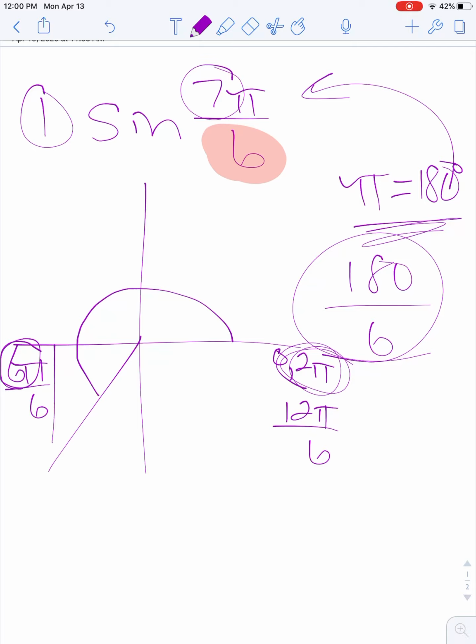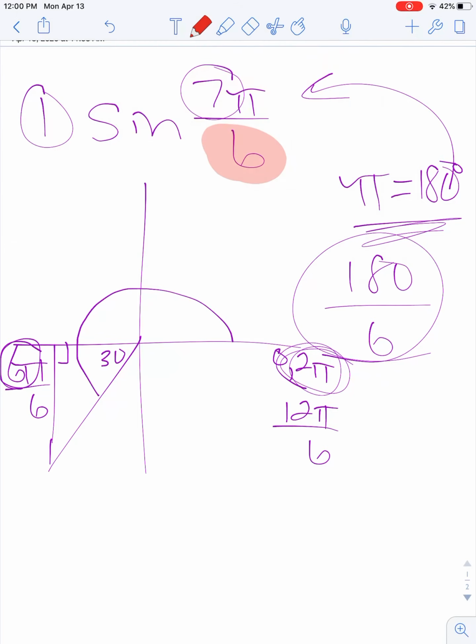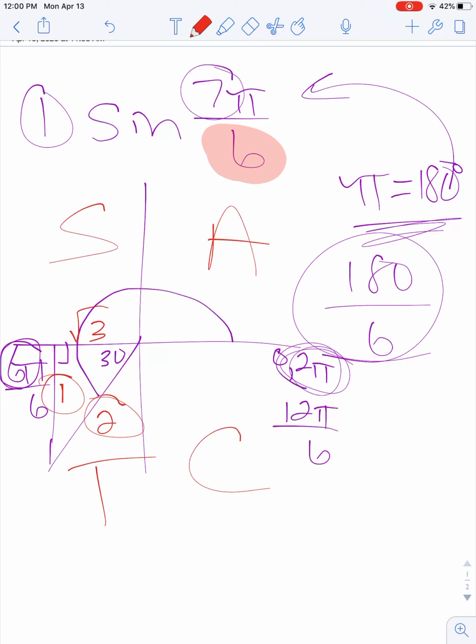So I draw my triangle. I know my reference angle is 30 because it's pi over 6. And now I label my triangle just like I always would. So opposite the 30 is 1, hypotenuse is 2, this is root 3. Sine of 30 would be opposite over hypotenuse, but because of all students take calculus, this answer is a negative 1/2. So literally you're just going sine of 30, what quadrant is it in? That's kind of what you're thinking.